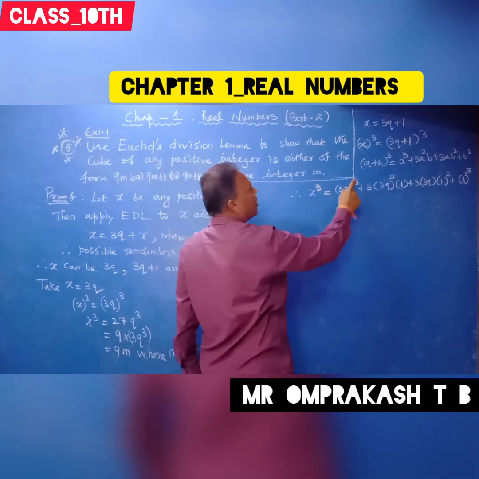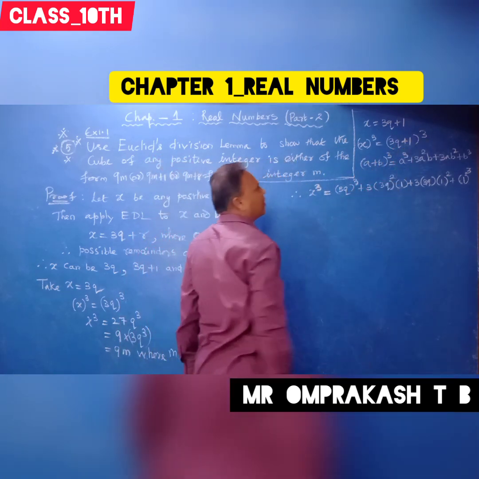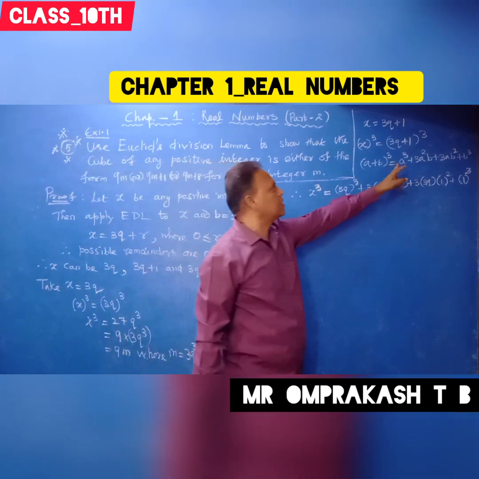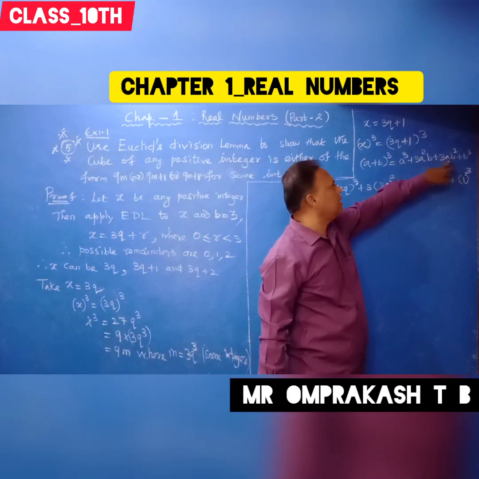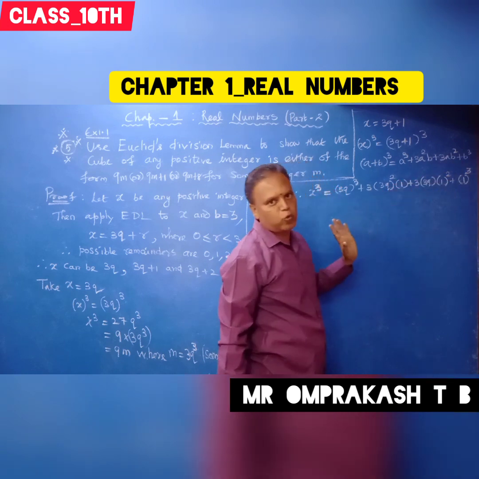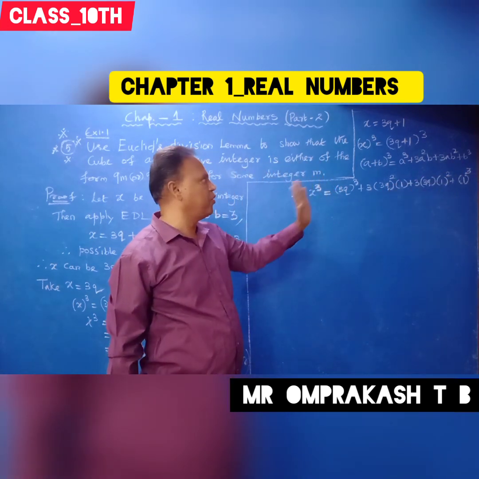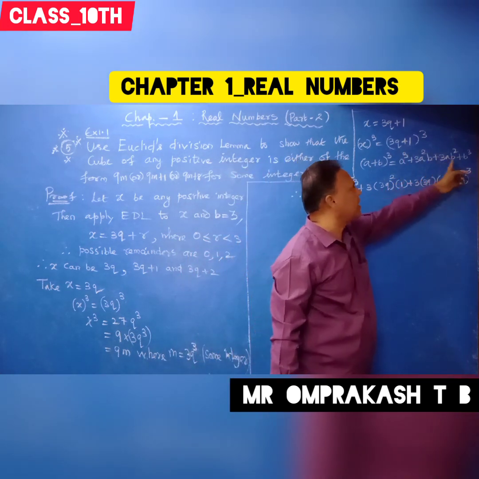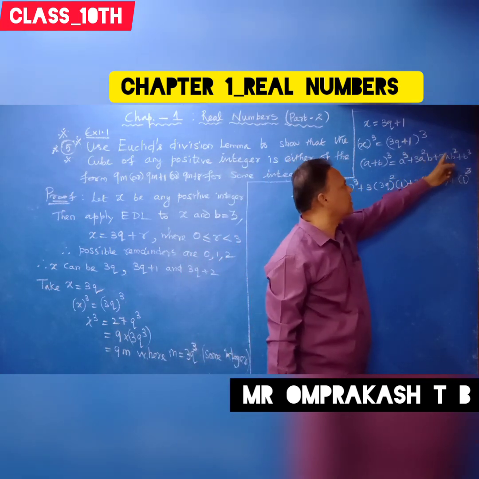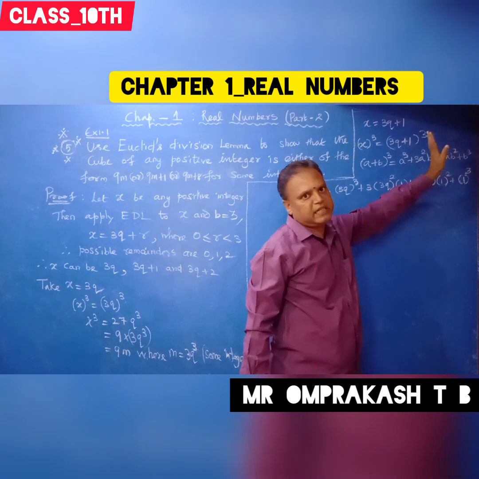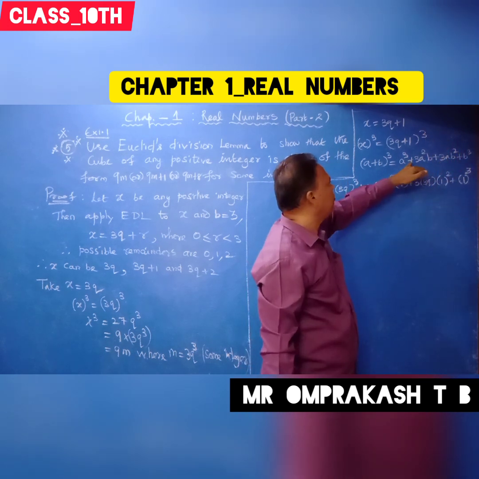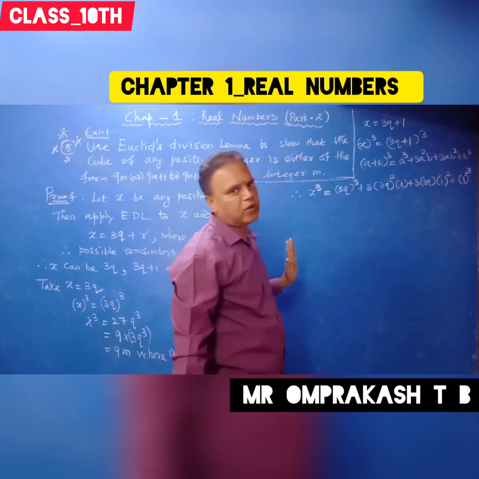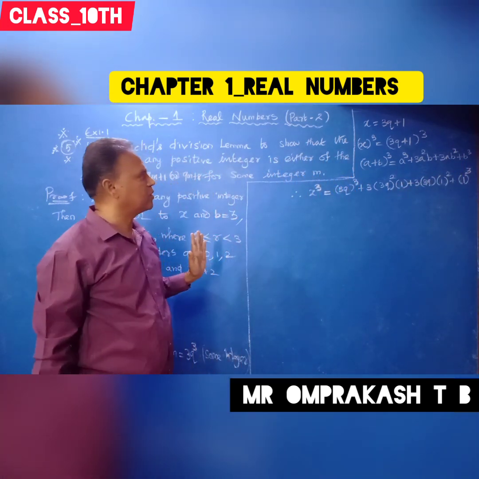Now you see, the a plus b whole cube formula you have to apply. What is the a plus b whole cube formula? a cube plus 3a square b plus 3a b square plus b cube. What is the beauty of this formula? The powers of a are decreasing, at the same time the powers of b are increasing, clear? You have to always remember this formula.